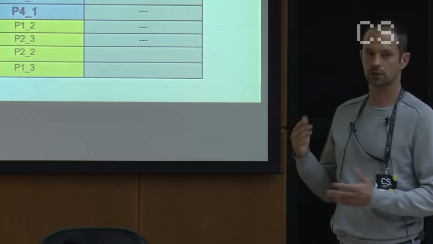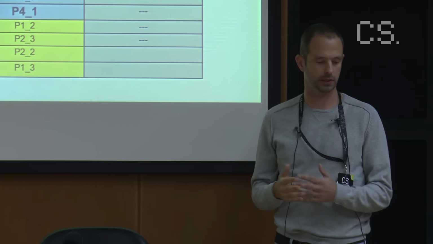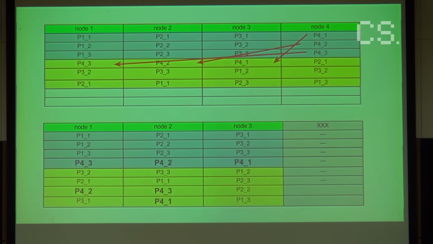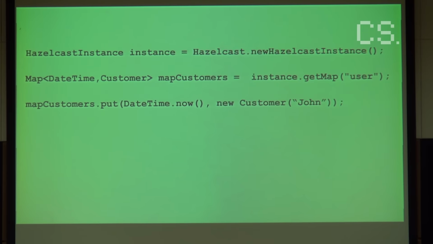So this was a general story about scaling, and now it's more about Hazelcast. How does Hazelcast operate? Actually, only the first line is needed to create one instance, or to transform one application into a Hazelcast node. The other two are creating a map and putting a value in it.